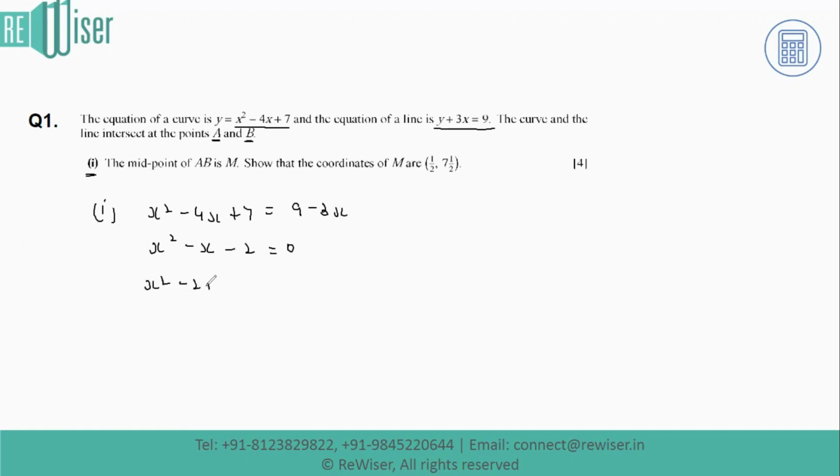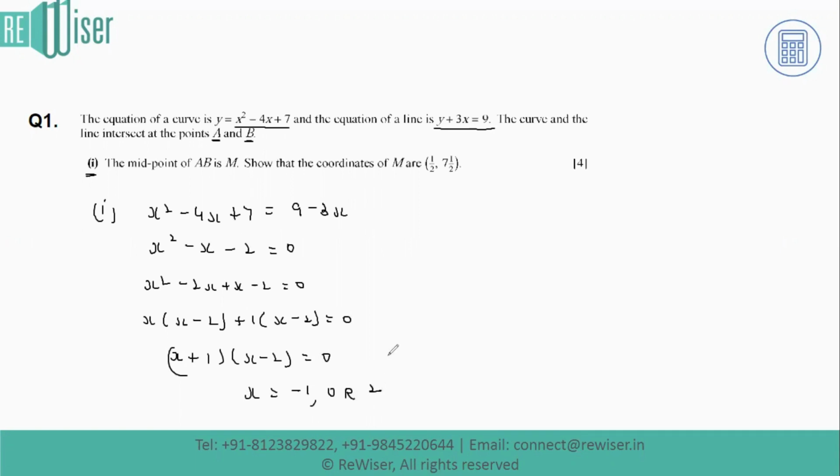So x square minus 2x plus x minus 2 equals to 0. So we can take x common. So that's x times x minus 2 plus 1 common, x minus 2 equals to 0. So we got x plus 1 into x minus 2 equals to 0. So that means the x coordinates of the points are minus 1 or 2. So if I'm naming point A and point B, I got their x coordinates. One is minus 1 and the other one is 2.